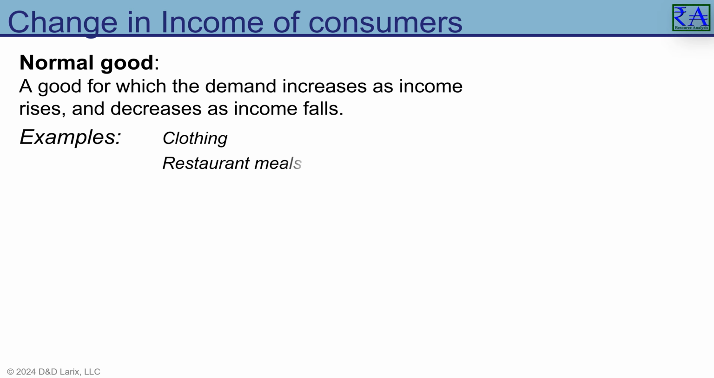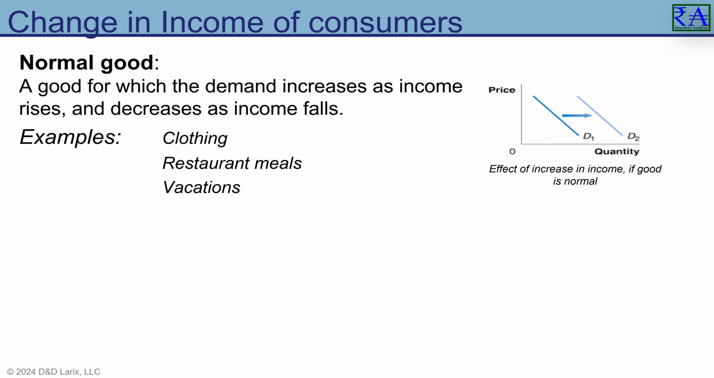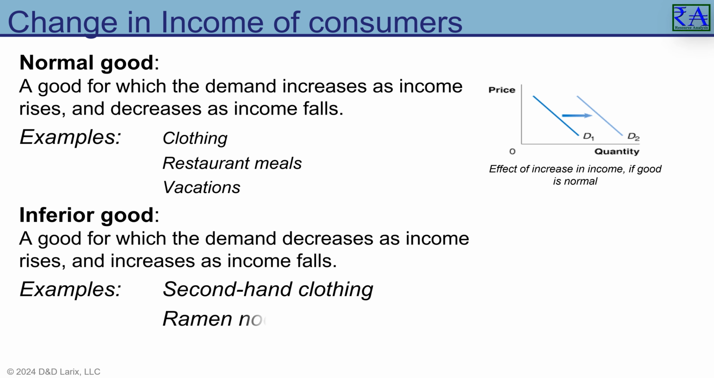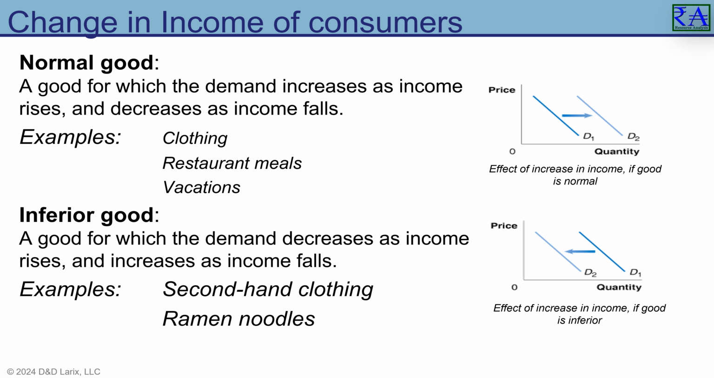The income that consumers have to spend affects consumers' willingness and ability to buy a good. A normal good is a good for which the demand increases as income rises and decreases as income falls. This includes most of us with things like celebrating a new job by going out to dinner as a group at a nice restaurant. An inferior good is a good for which the demand increases as income falls and decreases as income rises. These are things like shopping for winter clothes at Goodwill or the Salvation Army.